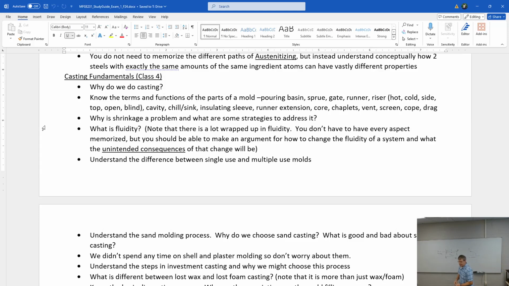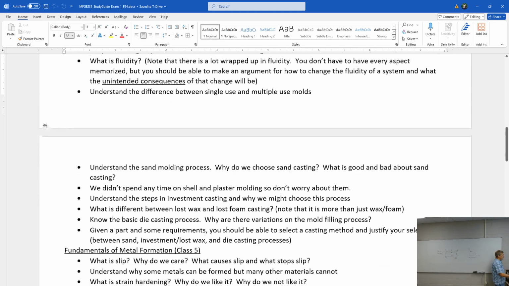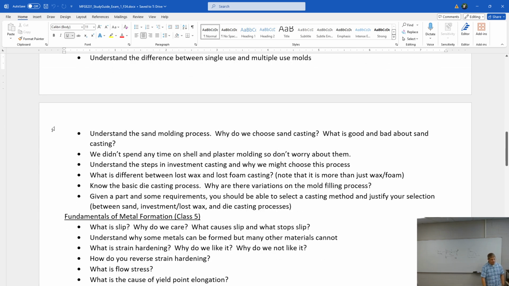You should know what fluidity is, and you should know that fluidity is only slightly less hard to say than austenitization. What does it depend on? Remember that it's not just the metal or just the mold. For each of the ways that you improve fluidity, there's a downside. They all have a downside, so you should think about the downsides of the ways that you increase it. What are the ways you increase it?